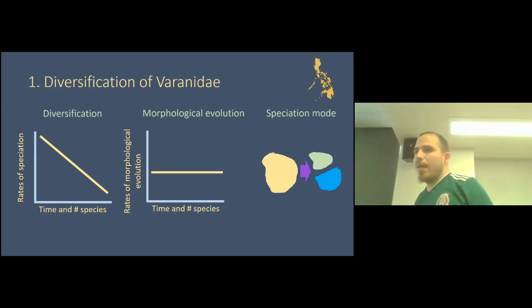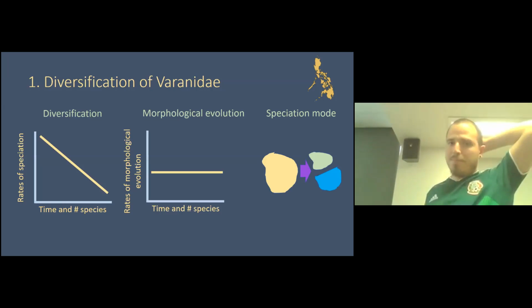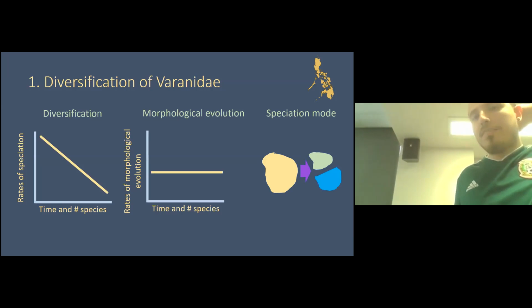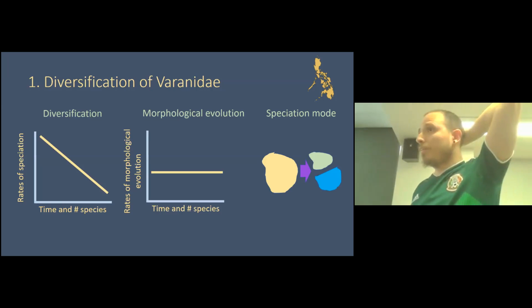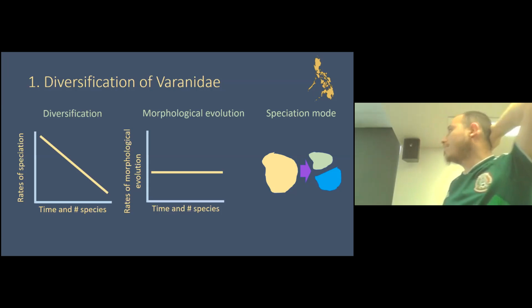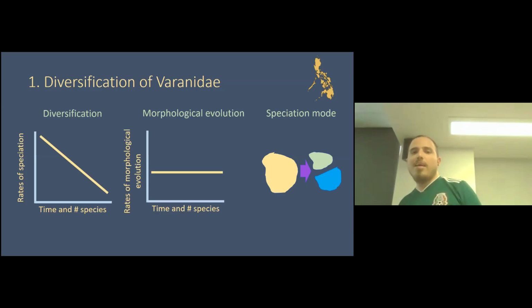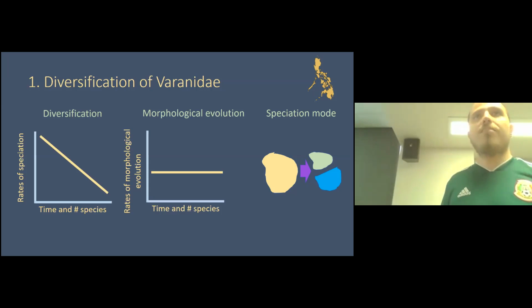And then we used ABC and linear discriminant analysis. ABC stands for approximate Bayesian computation, to see what the geographic speciation mode has been in each of these clades. And we found that for the Malaysian clade, it has been mostly allopatric vicariant, which makes sense when we look at the geological history of the Philippines.